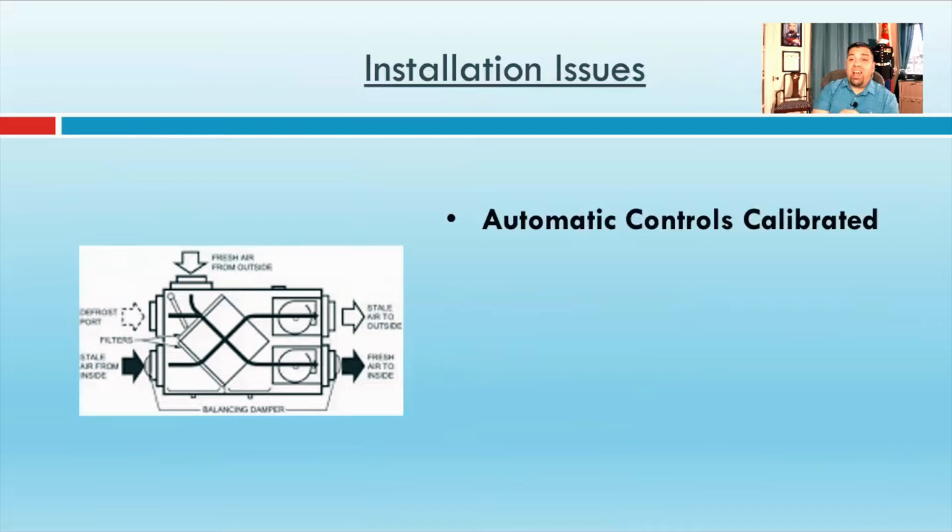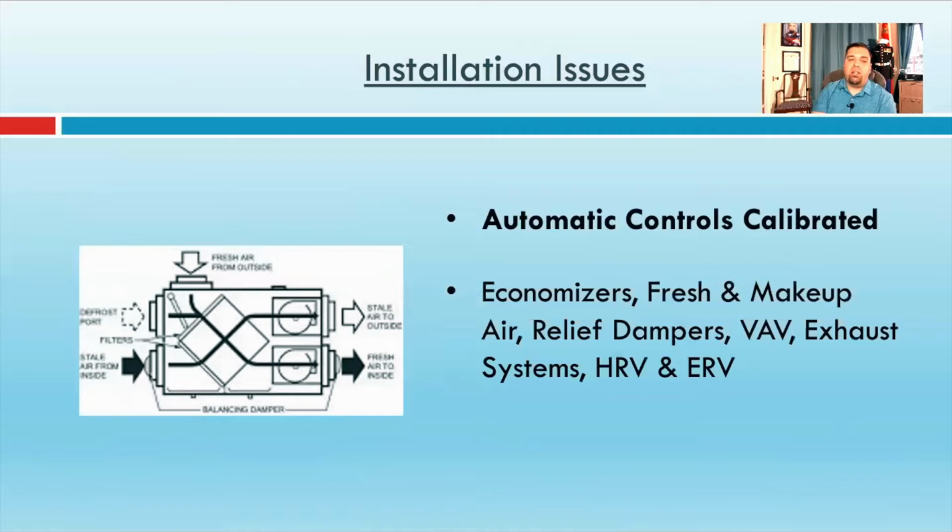So any sort of installation issues is not going to be fixed with testing and balancing. There are a few specific ones that always come up. So automatic controls, all right? You have to make sure that these are calibrated before you do your test and balance. That means anything like economizers or fresh air makeup, relief dampers, VAV boxes in a variable system, right? Exhaust systems. So, you know, making sure you're pulling the right amount of air out if you're using a negative exhaust system and you're just pulling air out of bathrooms. If you pull too much, obviously that's going to impact the performance of the home and the performance of your heating and air conditioning systems.